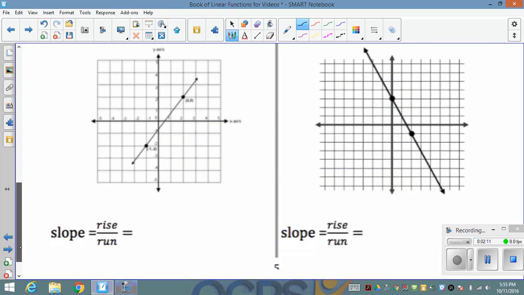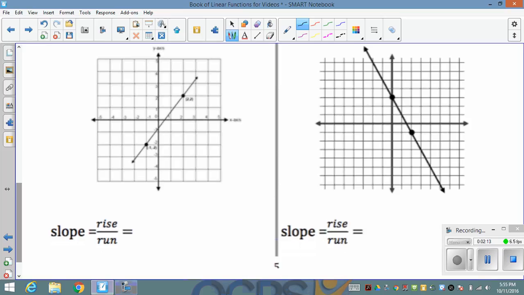Let's take a look at these 2 examples here. I've got my 2 points marked. Notice that the points that I'm choosing are right on where an x and a y grid cross. So it's right where they're crossing. That makes it easier for us to be exact with our counting. We wouldn't want to use that point there, for example, because it's not right on the grid.